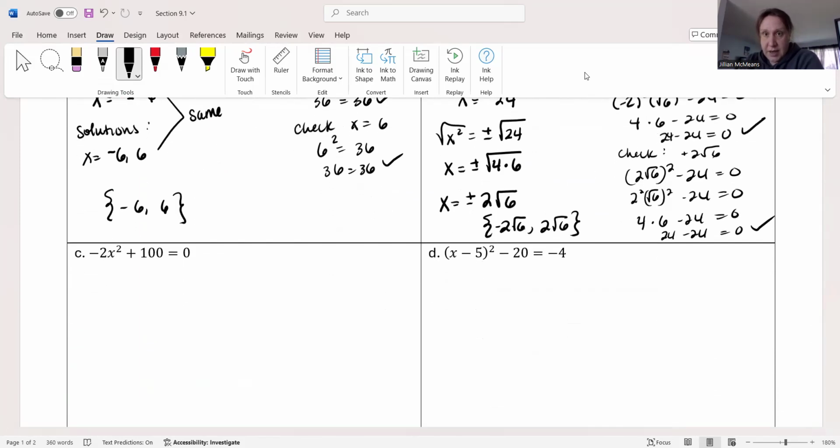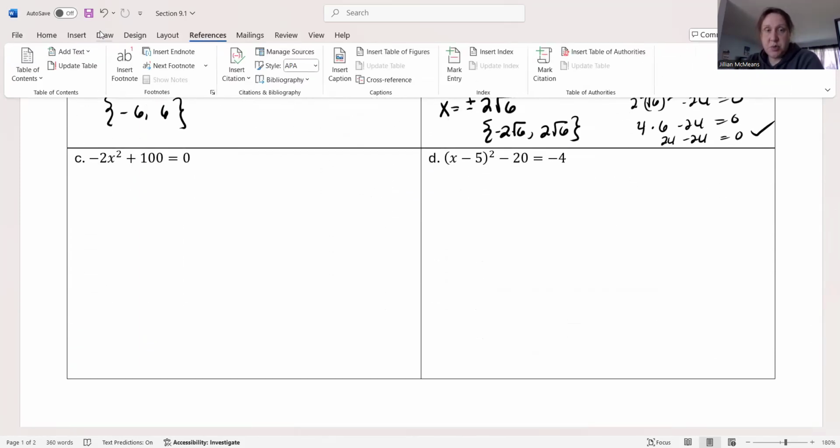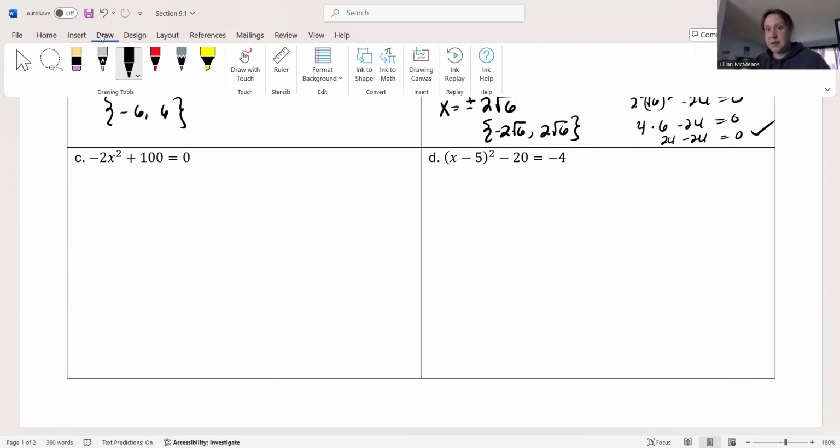All right, let's look at part C. So same directions, we just want to solve and check our solutions. All right, first thing I want to do here is isolate the negative 2x squared. So that means I'm going to move the 100. So let's move the 100 by subtracting it. Well, that gives me negative 2x squared equals negative 100. 100 minus 100 is just 0, leaving that negative 2x squared on the left.